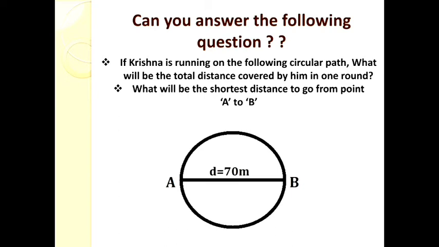Let's go to the second question. What will be the shortest distance to go from point A to B? Krishna is standing at point A and he has to reach point B. What will be the shortest distance? He has two ways. Either he can go along the perimeter or the circumference, or he can go through the diameter. So, traveling along the diameter will be the shortest path from A to B.